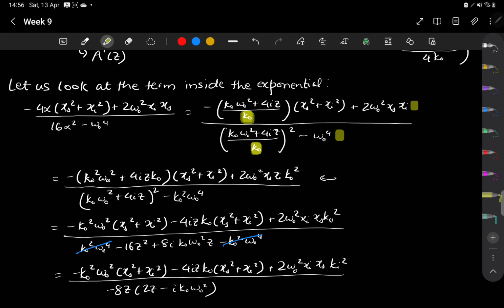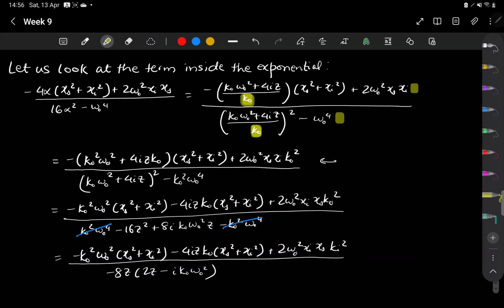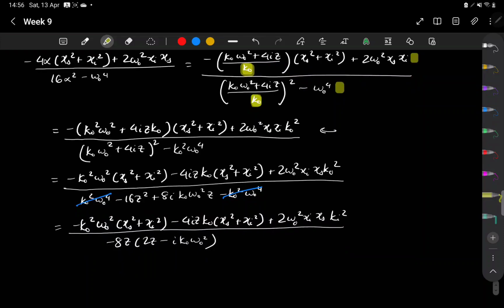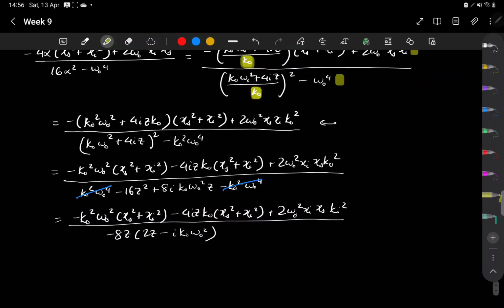So here it was k naught omega naught squared, additional k naught makes it k naught squared omega naught squared. 4iz, additional k naught makes it 4iz k naught. Here 2 omega naught squared xs xi, k naught was there by taking the LCM, and another k naught makes it k naught squared. That was it. That was simple. I think you just missed it.